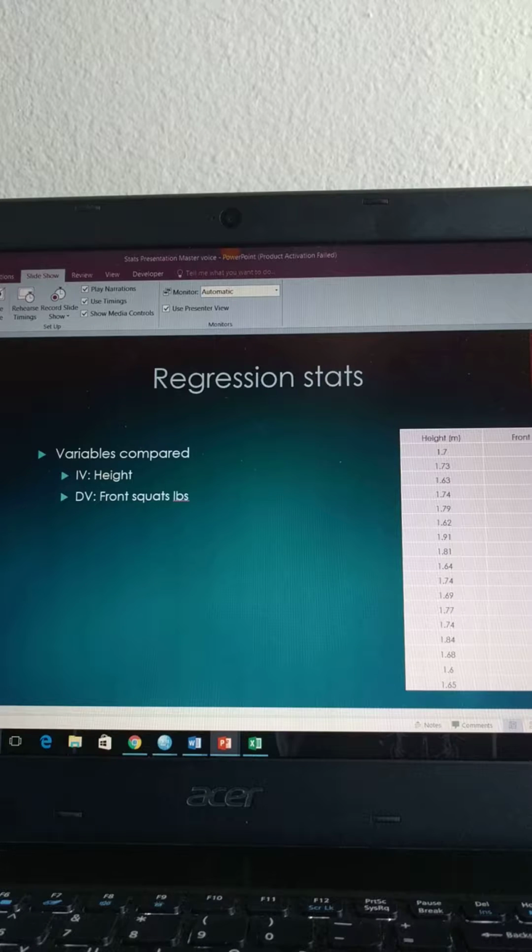Starting with my regression stats, the two variables that I was comparing: the IV is the height and the DV is the front squats in pounds. The height is listed on the left side of the chart I have.